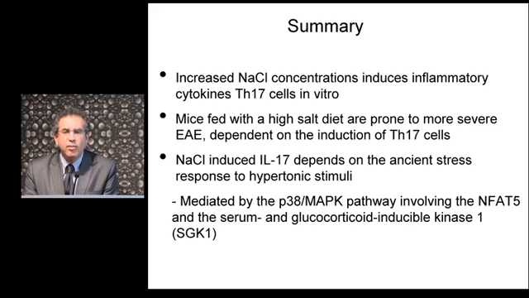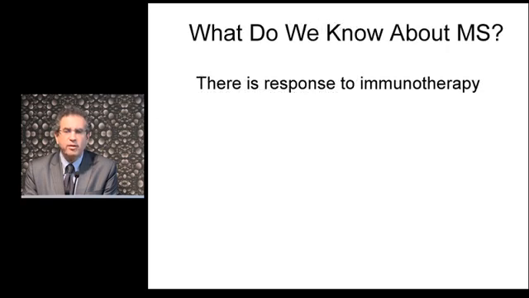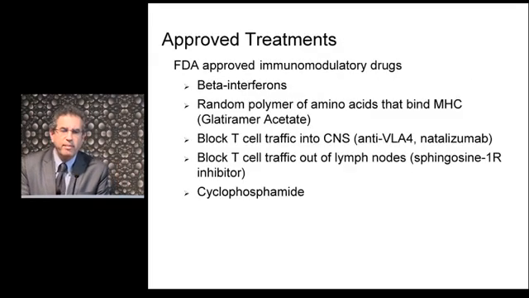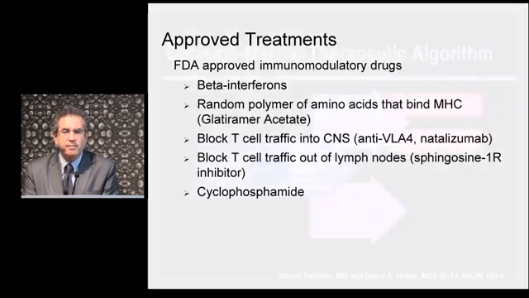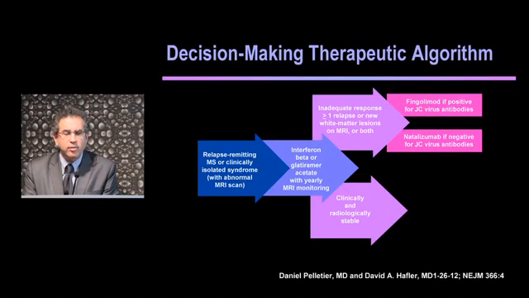So finally, what about response to immunotherapy and emerging therapies? Dr. Riley will discuss a number of FDA-approved drugs, including the beta interferons, glatiramer acetate, Tysabri, which blocks T-cell traffic, Gilenya, which blocks T-cell traffic at the lymph node, and cyclophosphamide. Here's from a recent review written by Dr. Peltier and myself. We examined the various paradigms of how to use the present therapies, including natalizumab and fingolimod for treating MS.